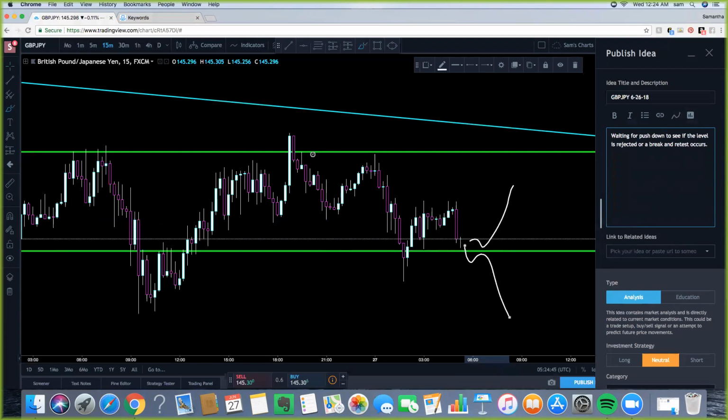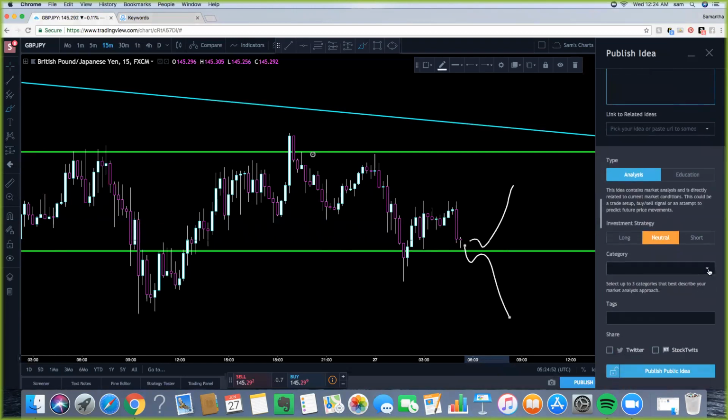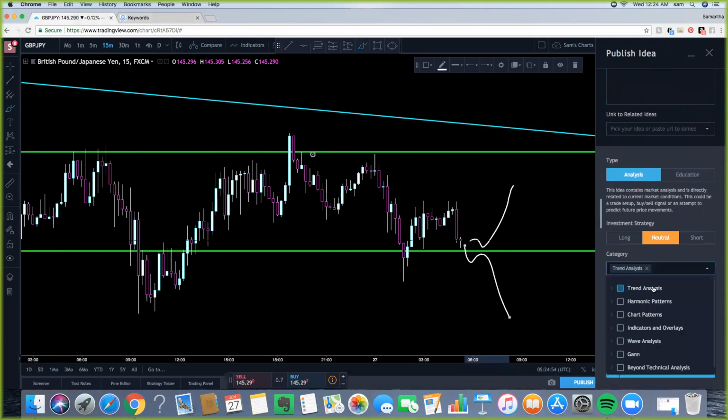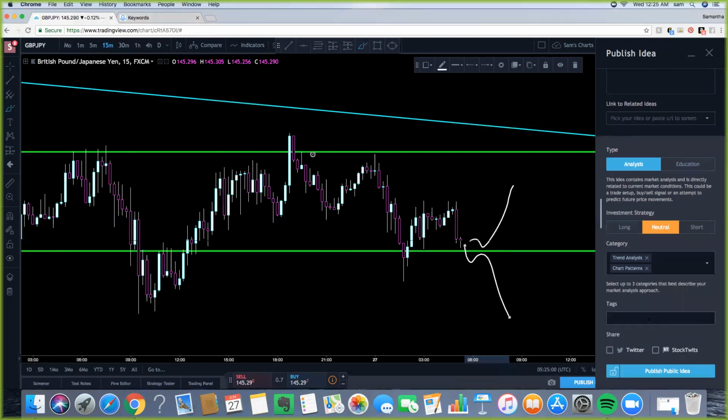So you could write something like this, whatever you think is going to happen on the pair, and then down here you just have to put a category. So I'm just going to put trend analysis. It doesn't matter what you guys put, it's not a big deal. But from here, you can tag anything that you want.